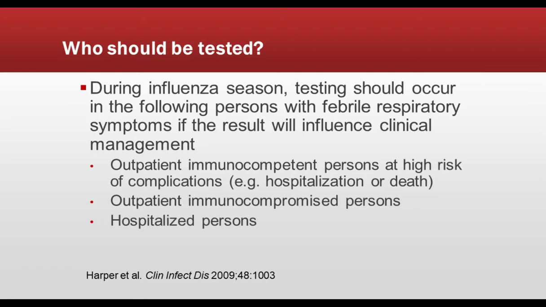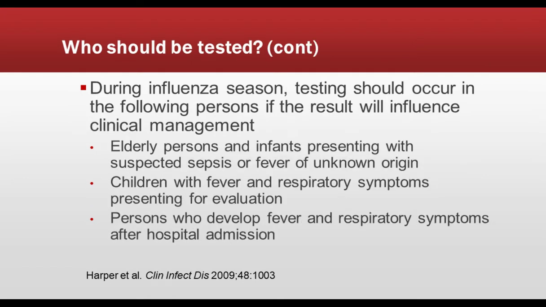These are the people for whom vaccine is really recommended because they're at risk of diseases. So people with asthma, heart disease, diabetes, etc. In addition, outpatient immunocompromised persons, and then hospitalized people. And I think that every hospitalized patient who's coming in with a febrile respiratory illness should be evaluated for influenza, if not also for other respiratory viruses.